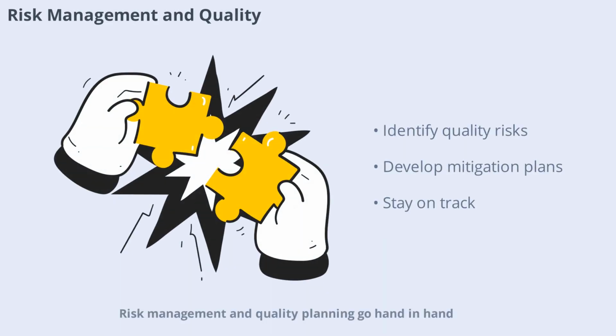Risk management and quality planning go hand in hand. By identifying potential risks to quality early, you can develop strategies to mitigate them. This might include additional testing, process changes, or contingency plans. Proactively managing risks helps ensure your project stays on track and meets its quality objectives, even when unexpected challenges arise.